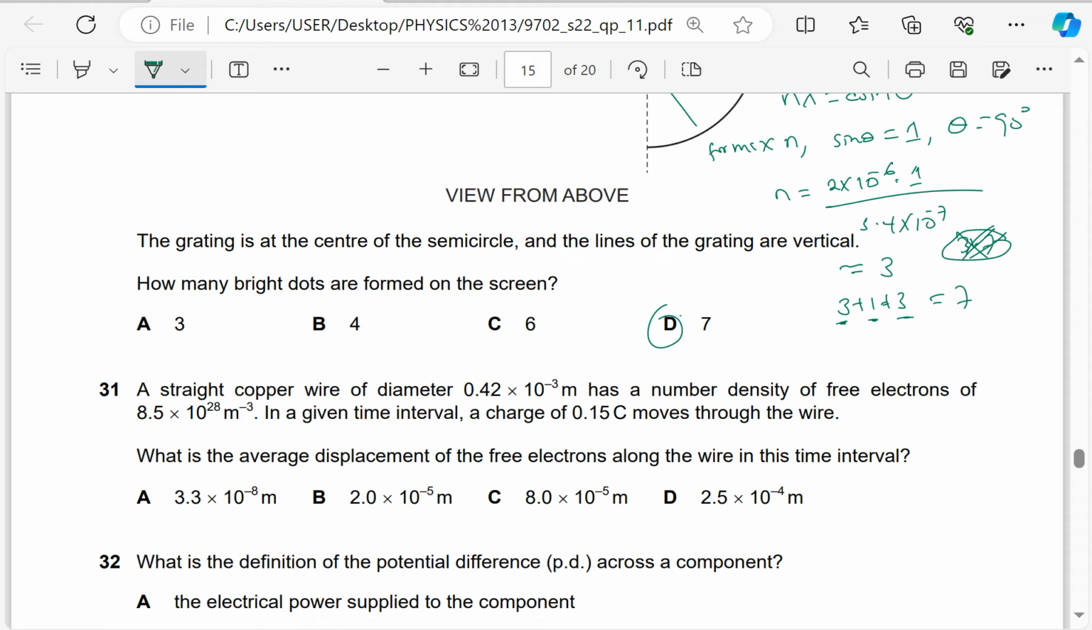A straight copper wire of diameter 0.42 times 10 to the power of minus 3 meters has a number density of free electrons, small n, of 8.5 times 10 to the power of 28. In a given interval, a charge of 0.15 coulombs moves through the wire. What is the average displacement of free electrons along the wire in this time interval?